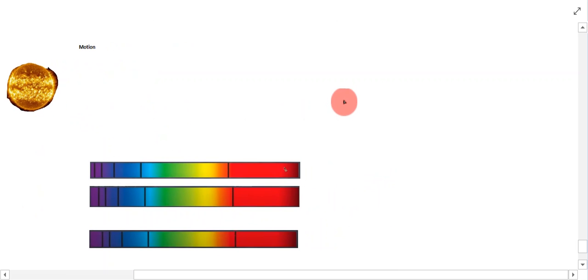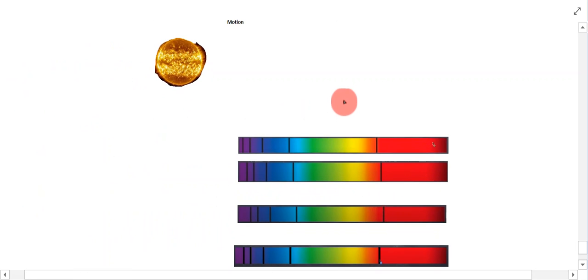So imagine there's an observer here, like so. That's the person's eye. If we take a star, for example, like the Sun, and it's just sitting there, not moving, it's going to give off light. Then we can pass that light through a spectra like this. So this, for example, is what it might look like when the star is not moving.